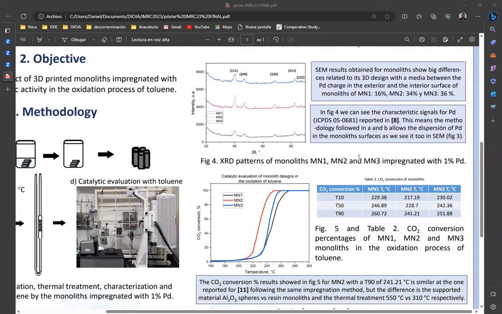In the last part of these results, the most important ones, we can determine which of the 3 designs has the best catalytic efficiency in the oxidation process of toluene. In both Figure 5 and Table 2, we can observe the CO2, or carbon dioxide, conversion percentages of monoliths MN1, MN2, and MN3 for the oxidation of toluene. The results can be explained in function of the design, the turbulence generated within the monoliths, the palladium charged media, and the crystallinity of palladium in every monolith.